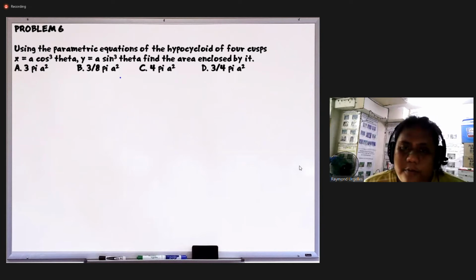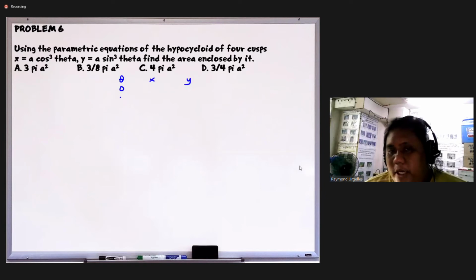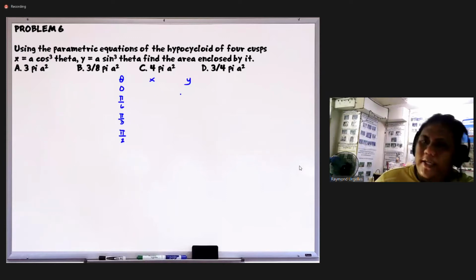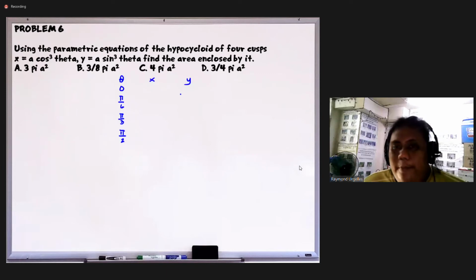Okay? So we have theta. So this is the value of x. So we will just follow the equation. So value of y. So let's start theta at 0. Then let's try pi over 6, then pi over 3, then pi over 2. Okay? So tingnan natin kung ano yung makukuha natin values ni x and y.